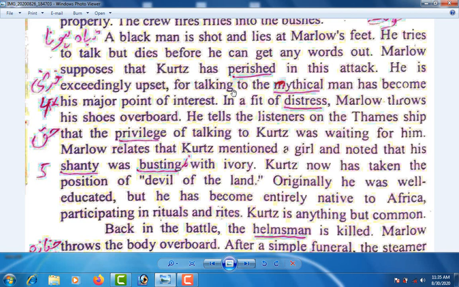Marlow supposes that Kurtz has perished in this attack. He is exceedingly upset, for talking to the mythical man has become his major point of interest. In a fit of distress, Marlow throws his shoes overboard. He tells the listeners on the Thames ship that the privilege of talking to Kurtz was waiting for him. Marlow relates that Kurtz mentioned a girl and noted that his shanty was bursting with ivory.